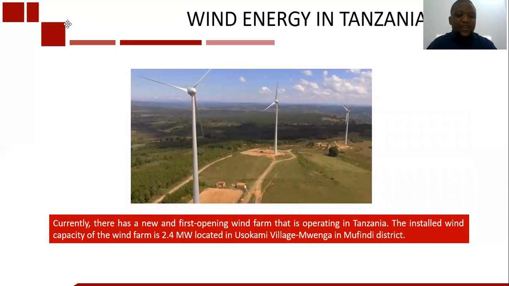Currently, there is a new and first wind farm operating in Tanzania. The installed wind capacity of the wind farm is about 2.4 megawatts, located in Usokami village, Mwenga, in Mufindi district. You can see even the photo of the installed wind capacity with 3 different wind turbines located in Usokami village, Mwenga, in Mufindi district.